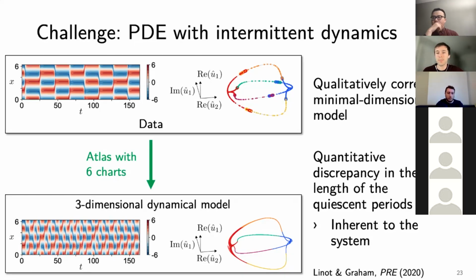Okay, and I have a question. I saw you use a KS model. A natural question is, can this atlas and chart method be applied to chaotic dynamical systems? Yeah. This last system actually is chaotic. Oh, it's chaotic. Okay.